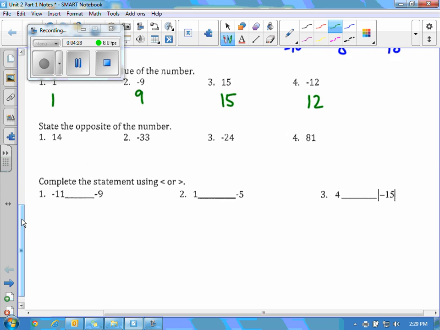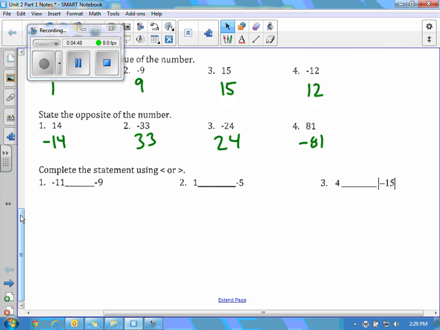So the next one says to state the opposite of the number. So if I have a positive 14, the opposite would be negative 14. The opposite of negative 33 is positive 33. The opposite of negative 24 is positive 24. And the opposite of 81 is negative 81.